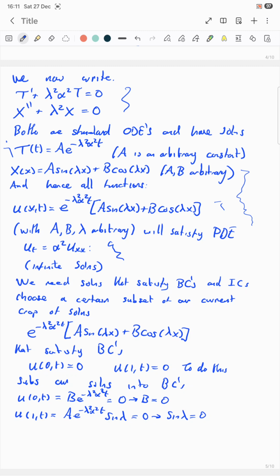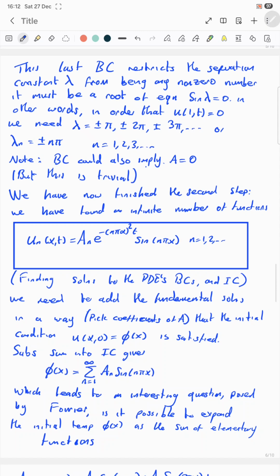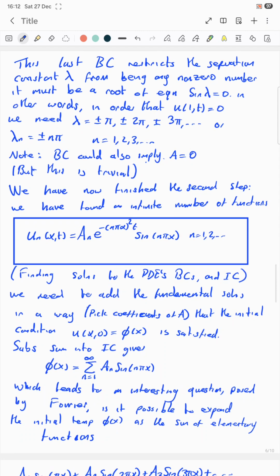So we choose a certain subset of our current crop of solutions, namely this, that satisfy our boundary conditions u of 0, t and u of 1, t equals 0. To do this, we substitute our solutions into the boundary conditions and we get this form. Now, this last boundary condition restricts the separation constant lambda from being a non-zero number. It must be a root of the equation sine theta equals 0. In other words, in order that u of 1, t equals 0, we get these values for lambda. And note that the boundary condition could also apply if A equals 0, but that's trivial, so we're disregarding that.